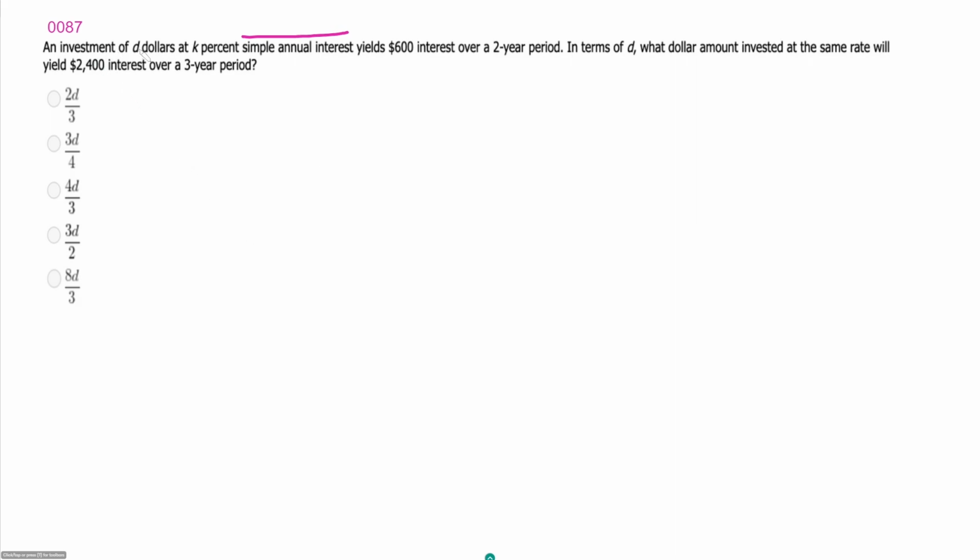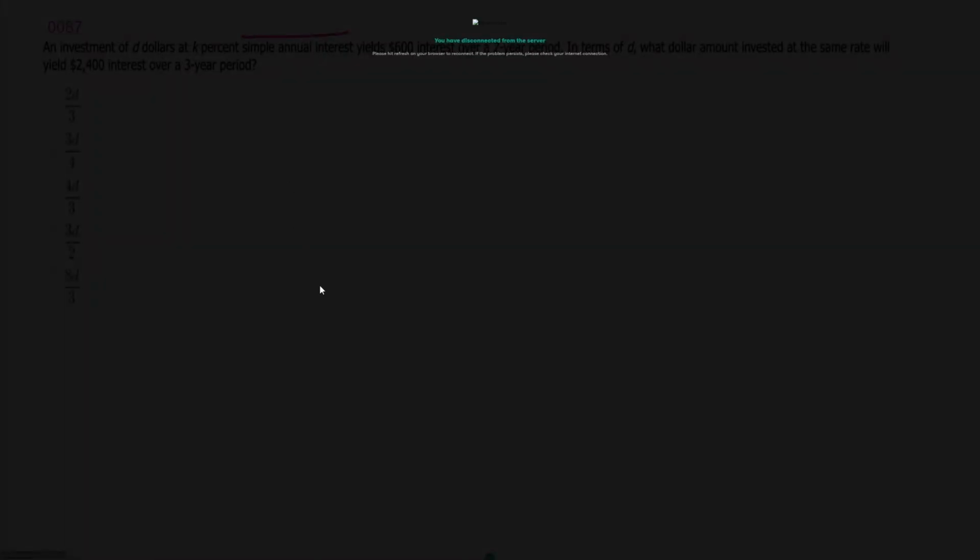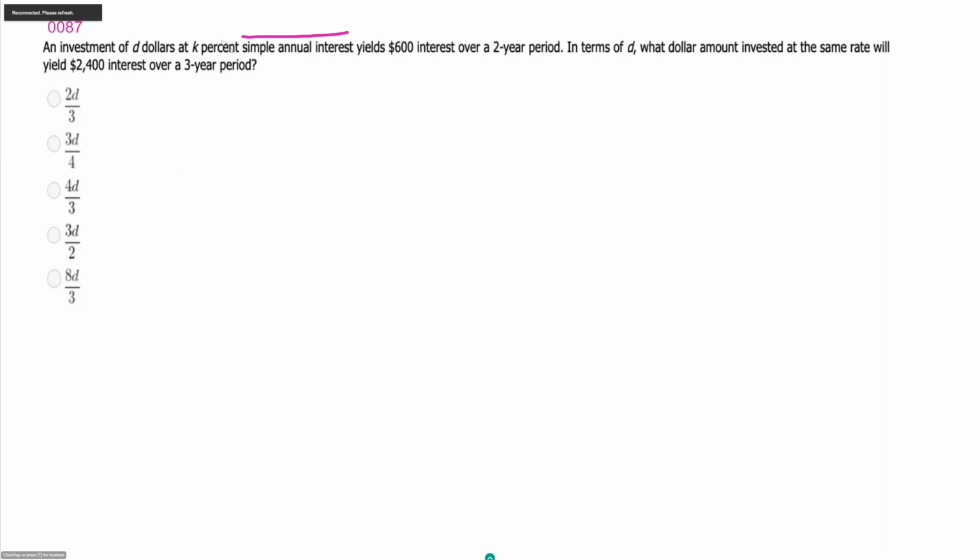So we have an investment of D dollars at K percent annual interest. We get $600 over a 2-year period. Since it's simple interest, that means we're getting $300 a year. So once we take our interest rate times our investment, that should give us $300, because this rate isn't for the whole 2-year period. That's just for a single year.